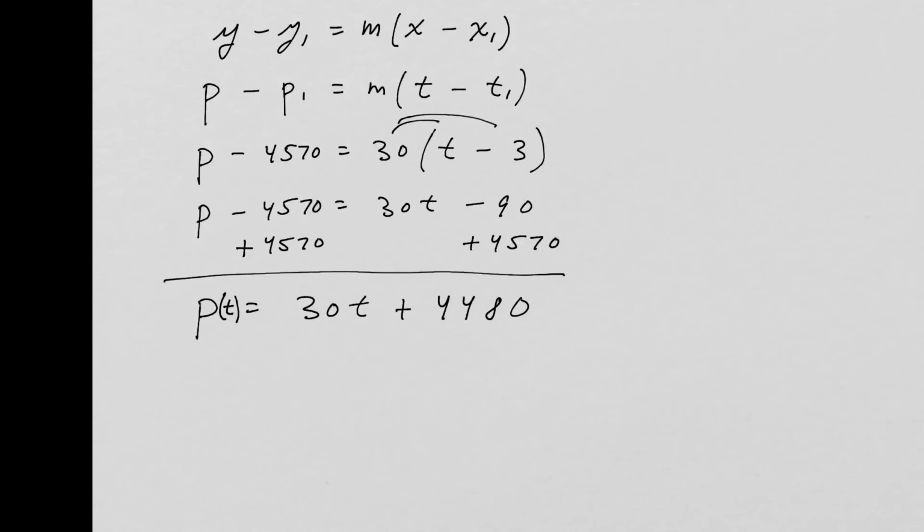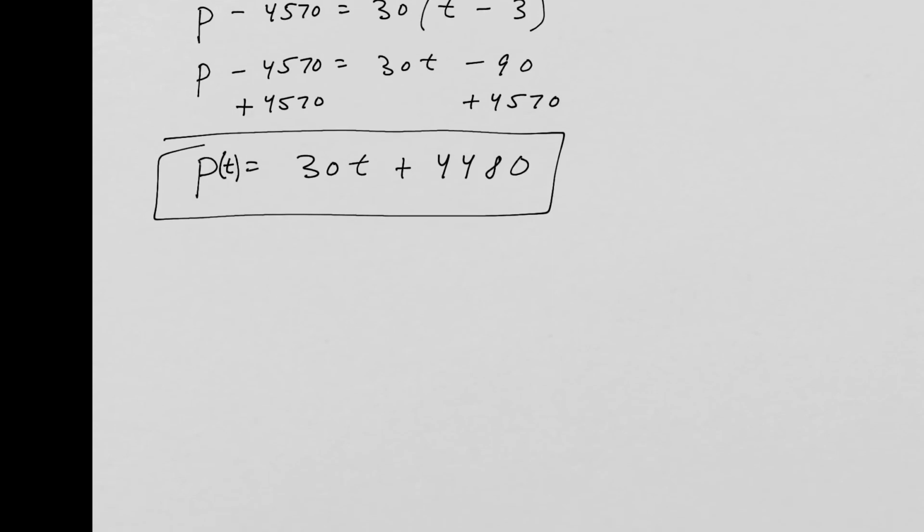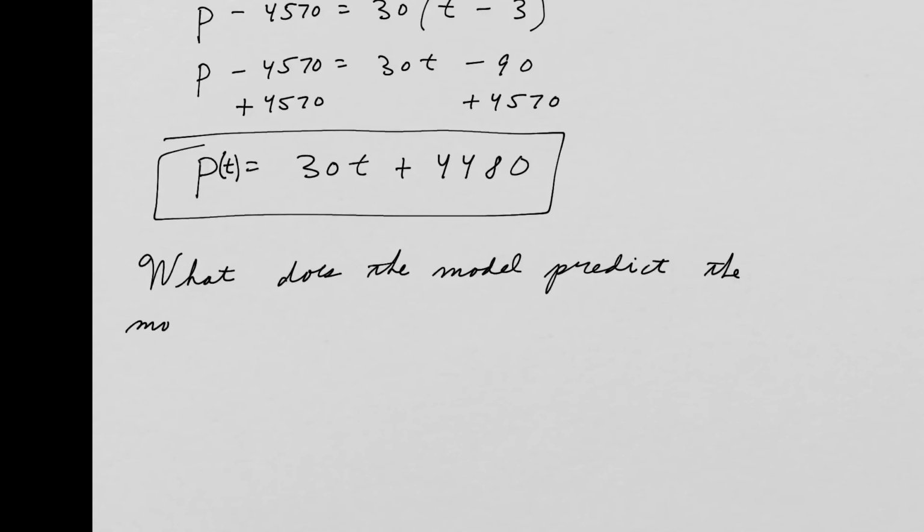Once we have that, we could ask more questions. Like, for example, what if you were asked, what does the model predict? So assuming it's still going to be growing linearly, what does the model predict the moose population to be in 2003, assuming the growth is linear still.